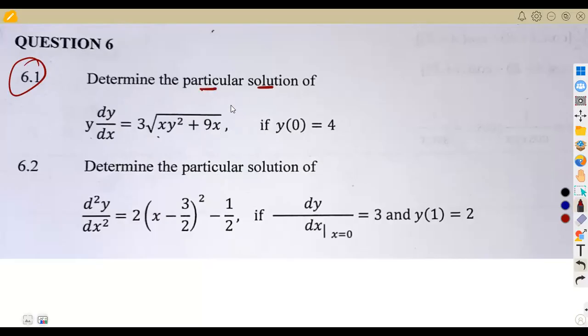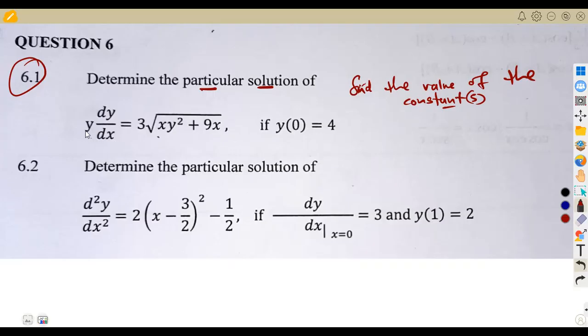Take note there, you are dealing with a particular solution whereby you are supposed to find the constants. You are supposed to find the numerical value of the constants, or the constant, depending on what you are given. If it is one constant, you have to find its numerical value. That is the continuum of a particular solution.